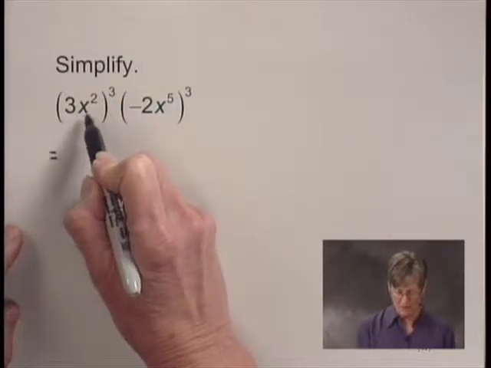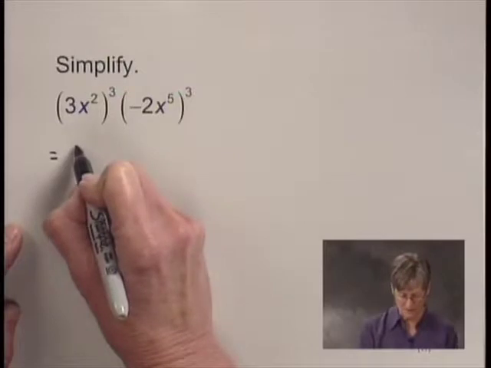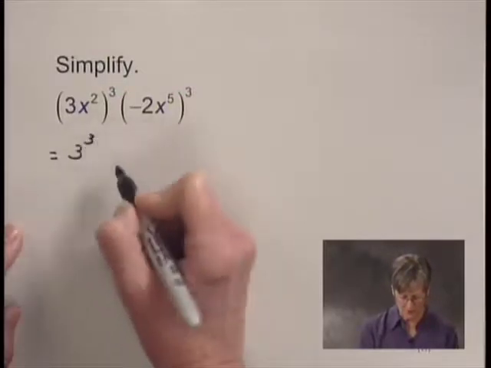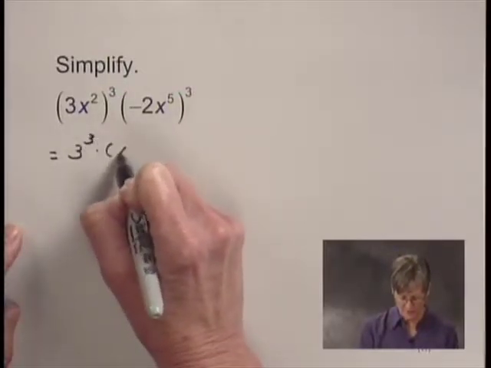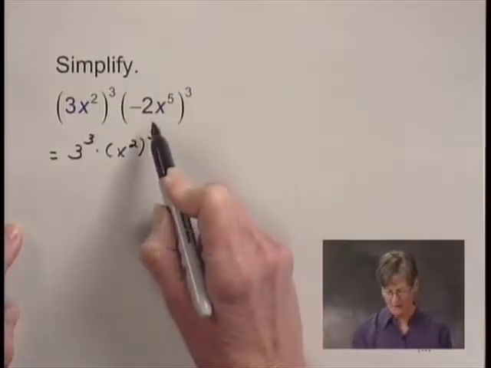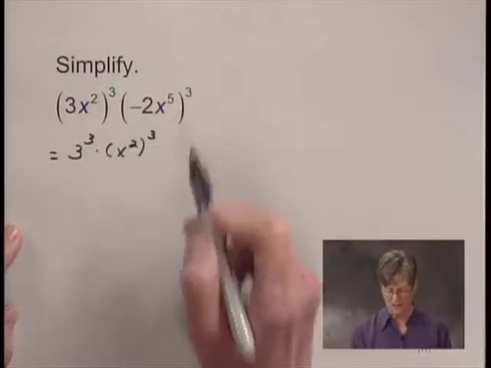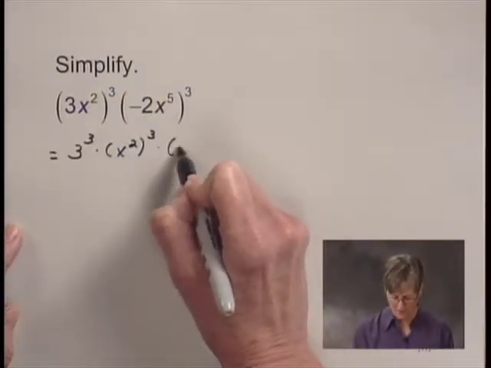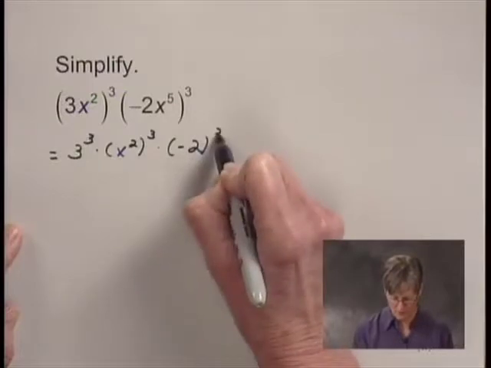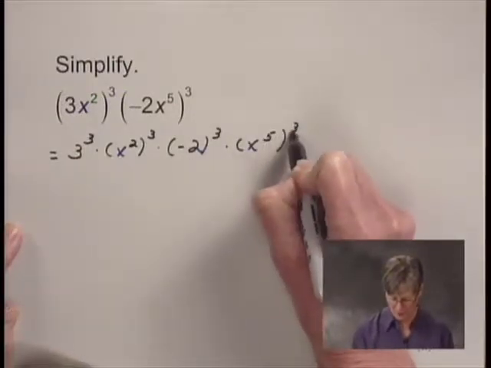To simplify (3x²)³, I raise each factor to the third power, so I'd have 3 to the third power, or 3 cubed, times (x²)³. And I'll do the same kind of thing with this part of the expression. I'll raise each factor again to the power 3. So I'm going to have (−2)³ times (x⁵)³.